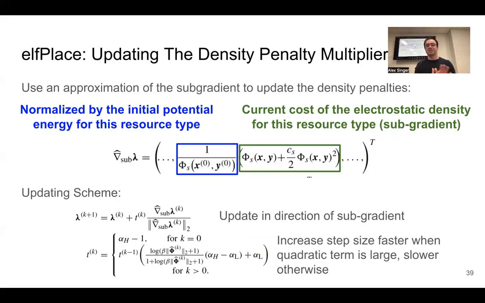Any questions on these density penalty multipliers? I just wanted to show you guys that there is some magic going on when we update these penalties. It's not inconsequential, but it's not that important, as long as you know that there are different lambdas for each electric field, and they're updated in an intelligent way based on the current electrostatic forces felt by the certain type. So that is updating the density penalty multipliers.